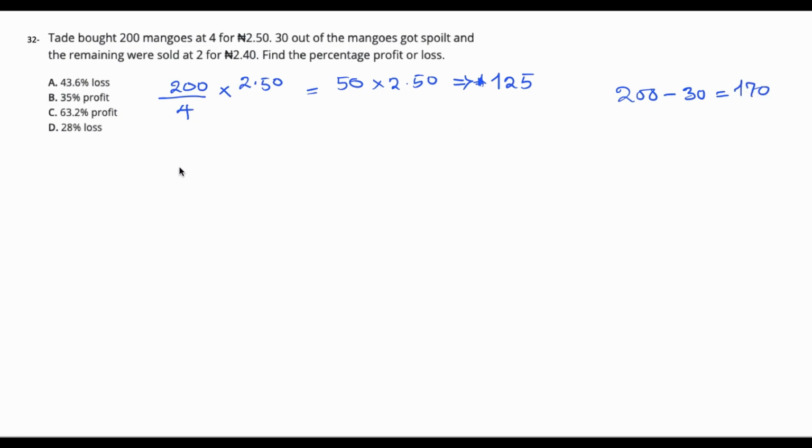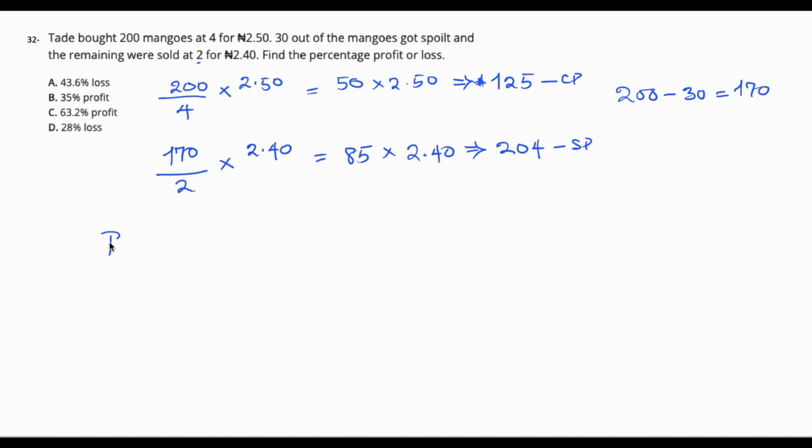So to get the selling price, he sold 170 mangoes in bunches of 2. And he sold that for 2 naira 40 kobo. So this is equal to 85 multiplied by 2.40, and that's going to be equal to 204 naira. So this right here is the cost price, and this right here is the selling price.